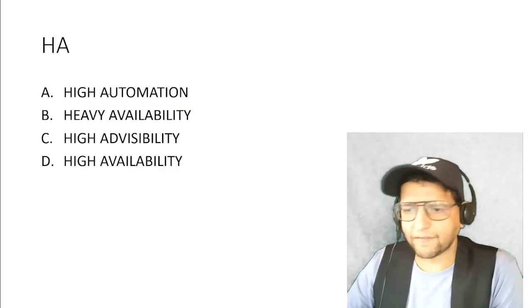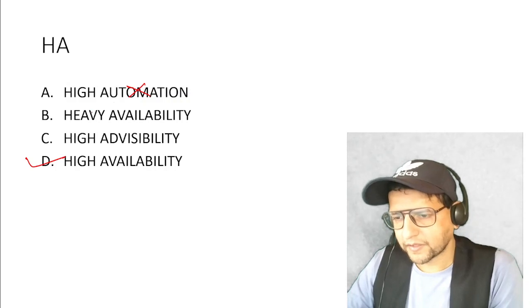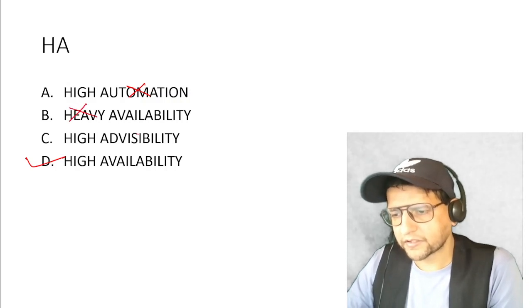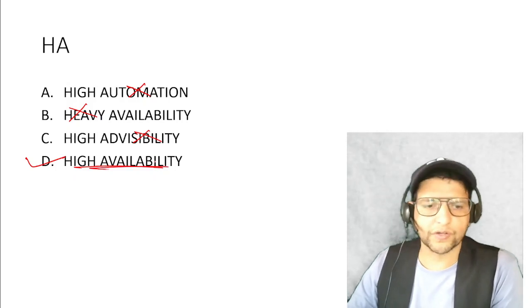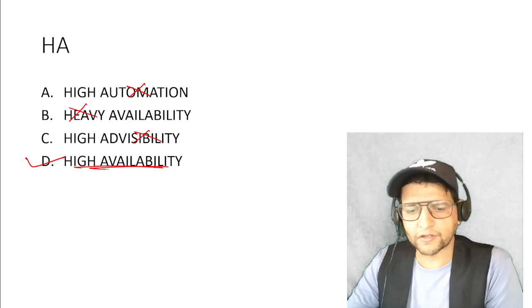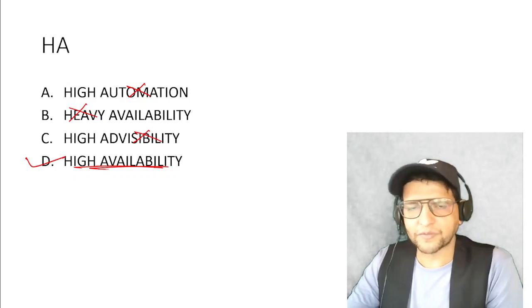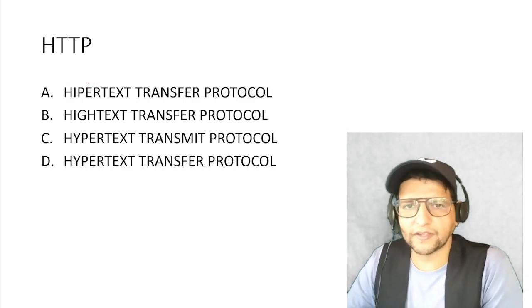HA is your high availability. It is not high automation. It is not heavy availability. It is not advisability, right? It is your high availability. So D is the right one. In case of cloud, you might have seen, when there's little downtime, the system would be available. Not always 100%, but maybe 99.9999%.